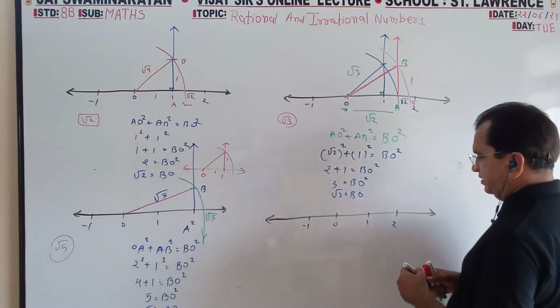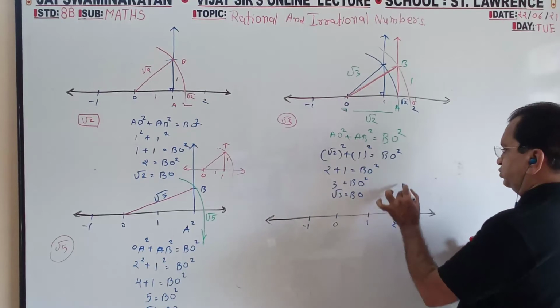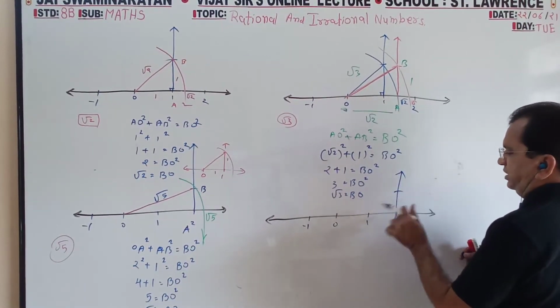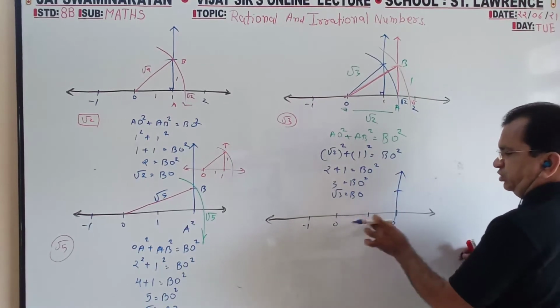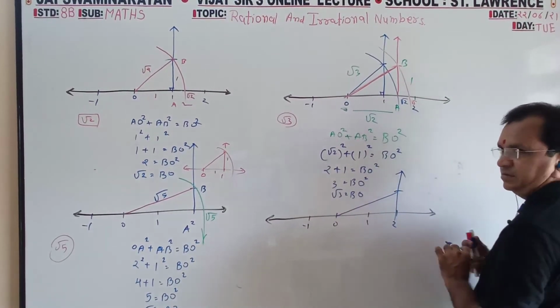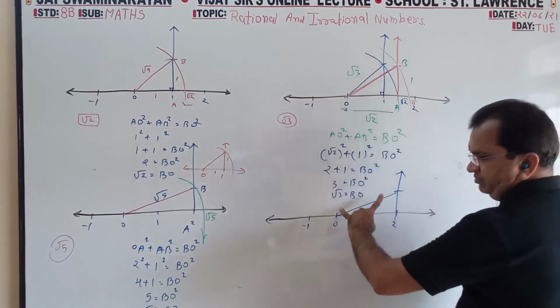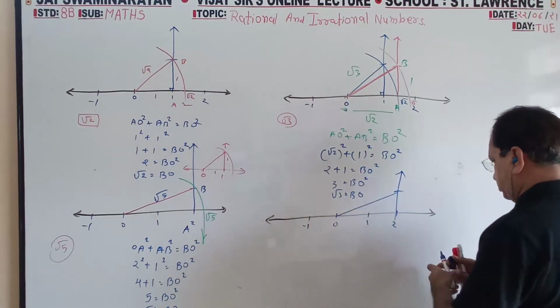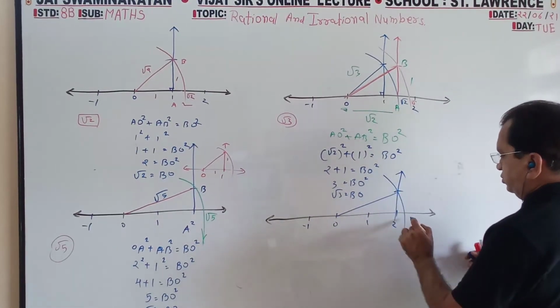How? See, this is 1 and 2. So draw here. Then 1 centimeter, so 3. 3 centimeter, 3 centimeter. Here 2 units, here 1 unit. Join this. Then from this to this, cancel. So this is your root 5.